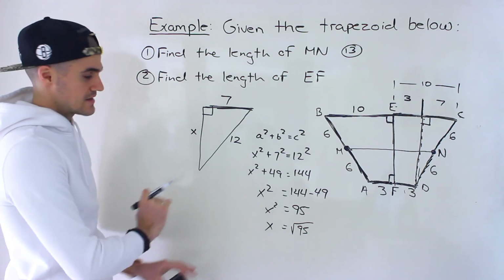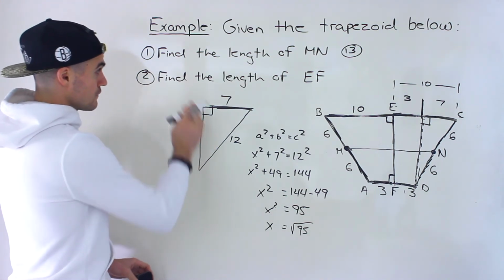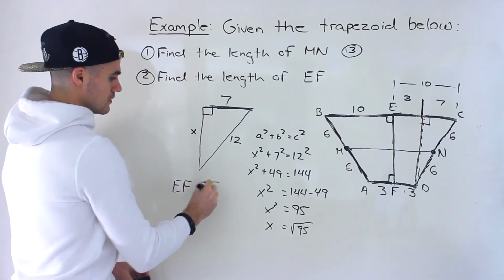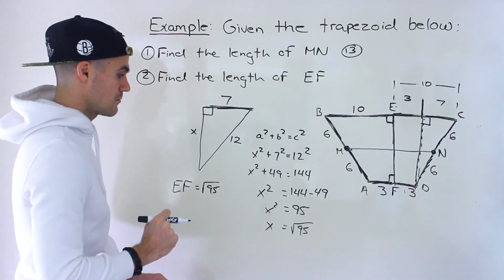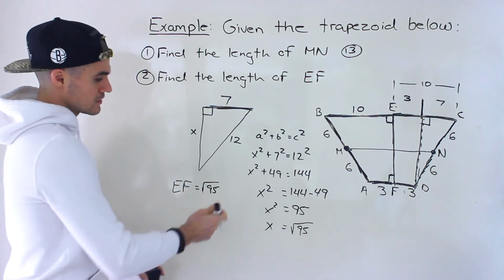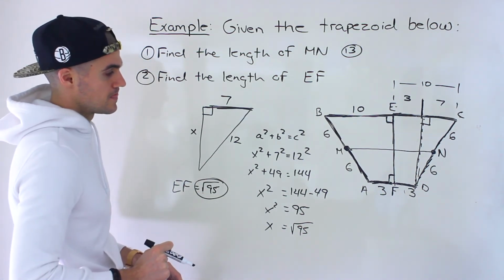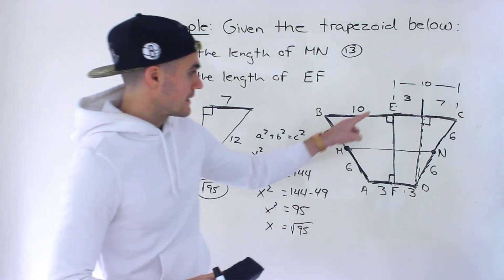Right, and I'm going to leave it as an exact value. So EF has a length of root 95, and if you want the decimal, it's going to be 9 point something. I'm going to leave it as an exact value. A lot of times textbooks will have this solution over here. Okay, so that's how you can figure out that length of EF.